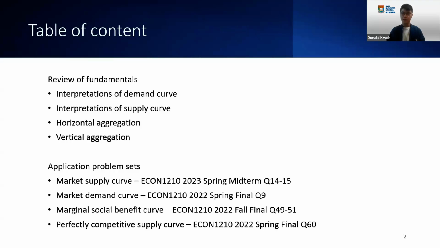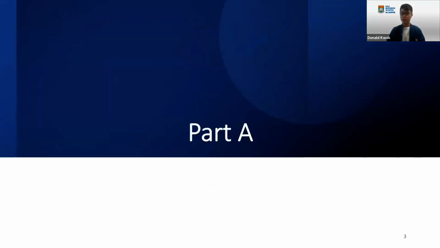This topic is divided into two parts. One question about perfect competition will be left to part B. So let's start with the review part about the horizontal and vertical interpretation of demand and supply curve first.